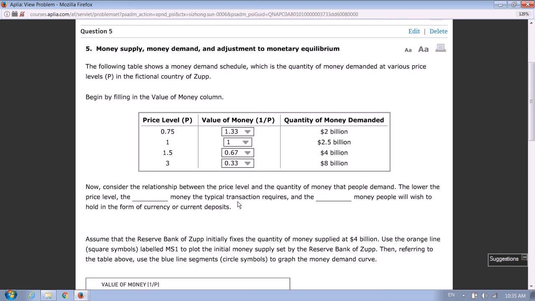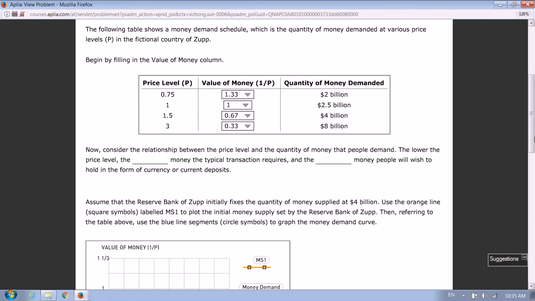And 0.33. Now consider the relationship between the price level and the quantity of money that people demand. The lower the price level, the less money the typical transaction requires, and the less money people will wish to hold in the form of currency or checking deposits.